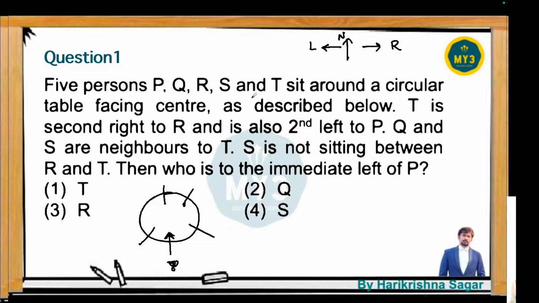Now the question is, 5 persons are sitting at a circular table facing towards the center, and T is second to the right of R. So let's place R here. That is the point which I told you in the starting.